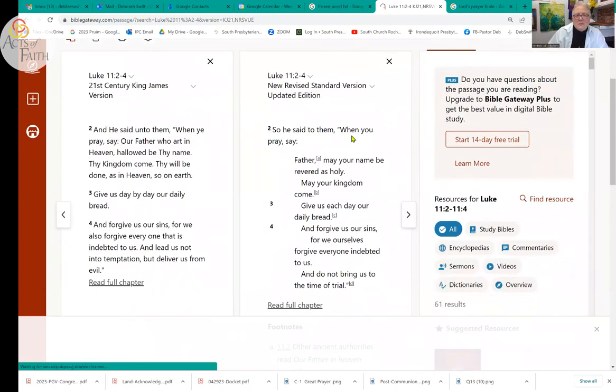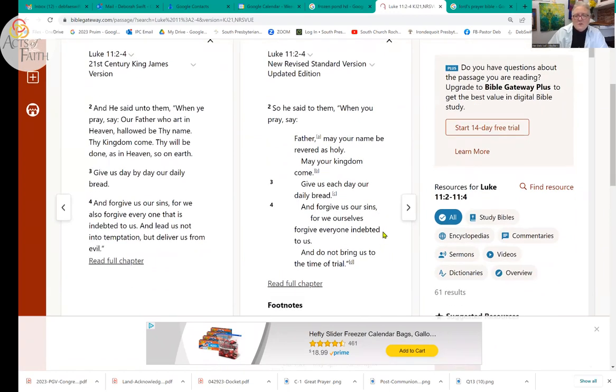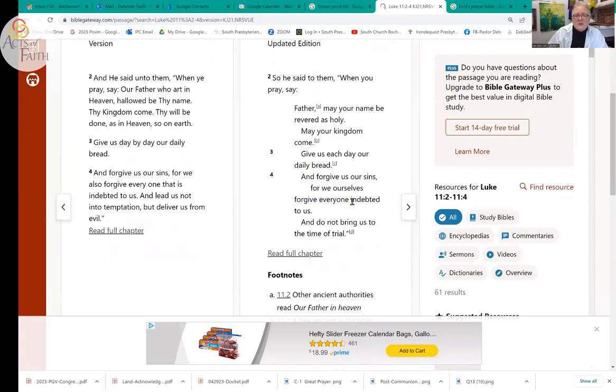So he said to them, "When you pray, say, Father, may your name be revered as holy. May your kingdom come. Give us each day our daily bread and forgive us our sins as we ourselves forgive everyone indebted to us. And do not bring us to the time of trial." So you have these footnotes. Do you see them there?